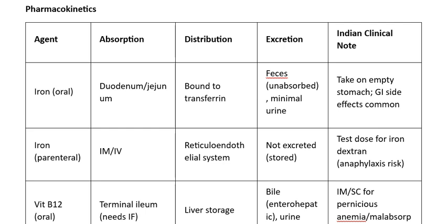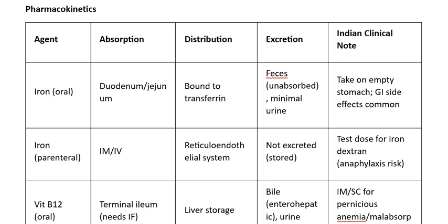What about parenteral iron PK? Given IM or IV, it obviously bypasses the gut absorption issues. It's processed by the reticuloendothelial system. These are cells primarily in the liver, spleen, and bone marrow, which can handle larger amounts of iron compared to gut absorption. It's not really excreted. And the safety note. A critical safety note here, particularly for the older formulation iron dextran, is the mandatory test dose. This is because of the risk of a severe allergic reaction, anaphylaxis. Really important. Okay, that's a high-stakes PK detail to remember.